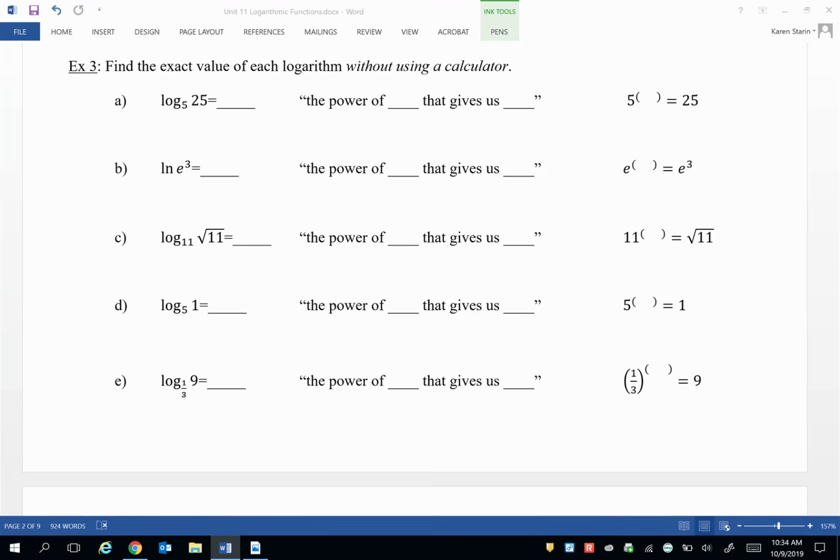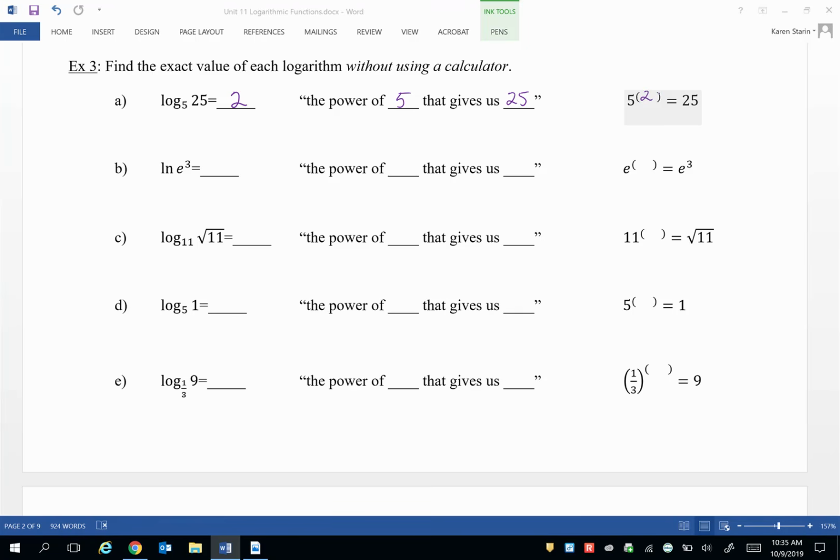Part A, log base 5 of 25 equals 2. Because we know 5 squared is 25. So the power of 5 that gives us 25 is 5 squared equals 25. So that is how we get the answer, so to speak. What power of 5 gives you 25? Well, that's exponent of 2.